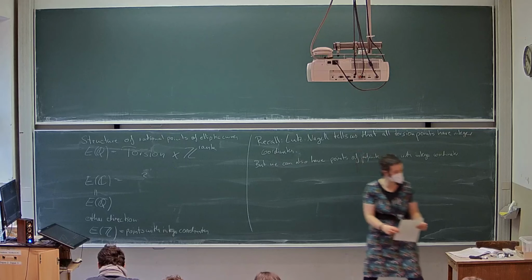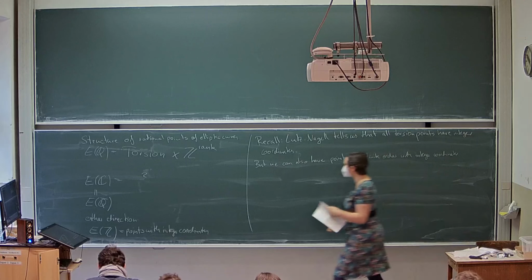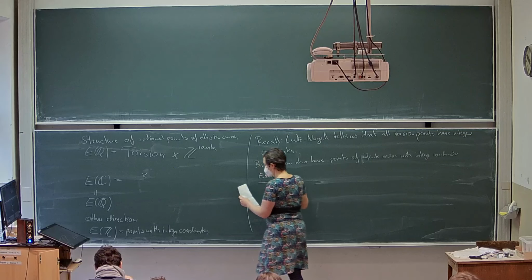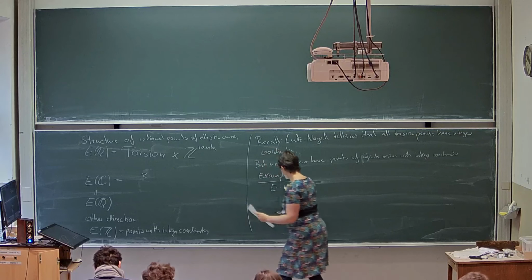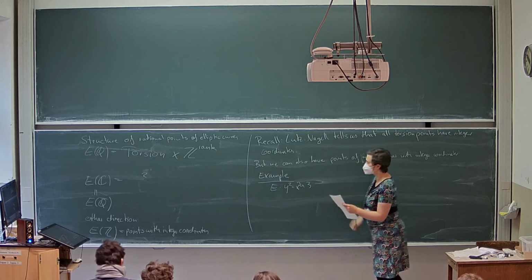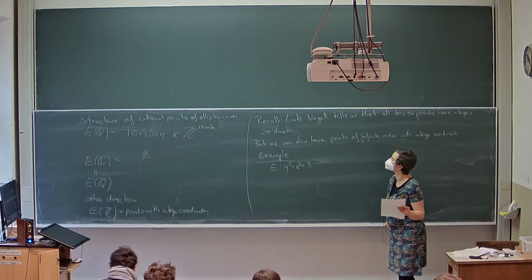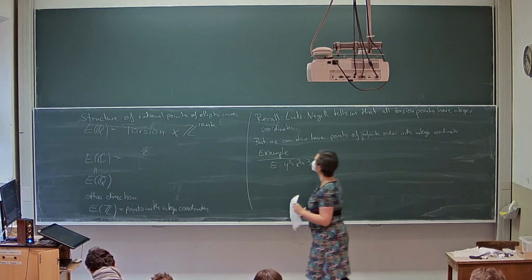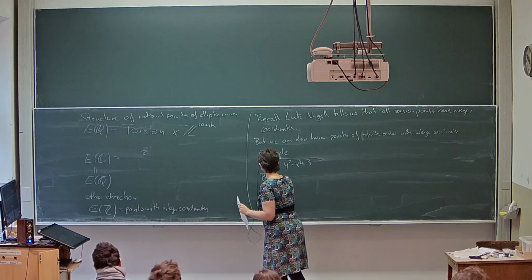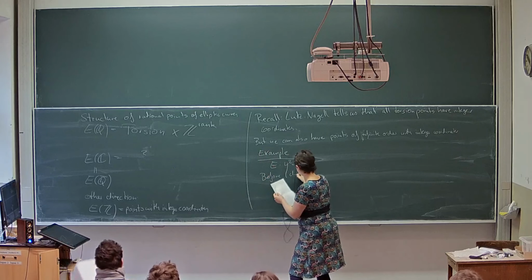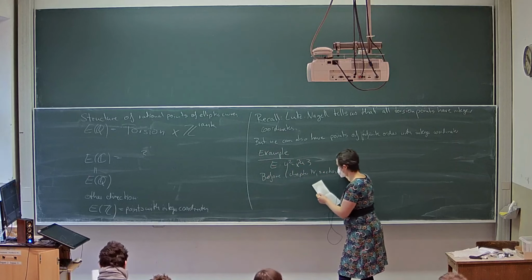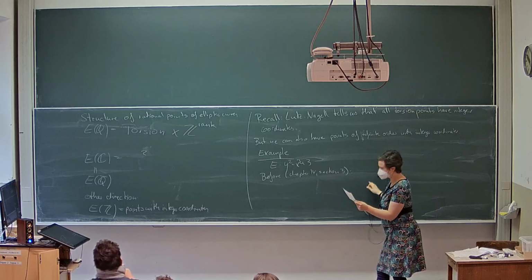Let's consider one example. Look at the curve y squared equals x cubed plus 3. In chapter 4, section 3, where we computed the torsion groups of elliptic curves, we saw that this curve doesn't have torsion points. No torsion points.